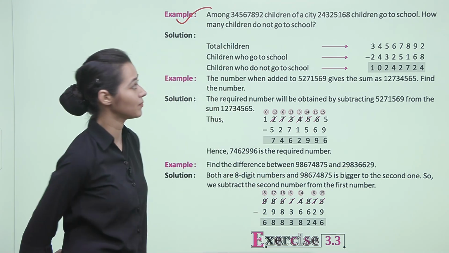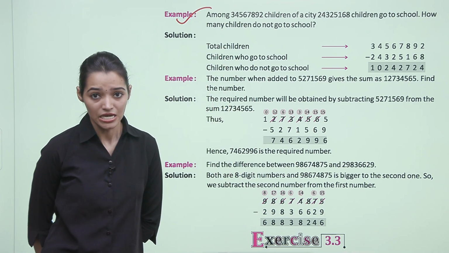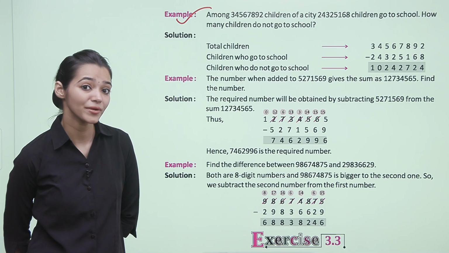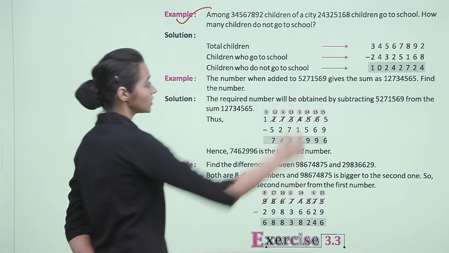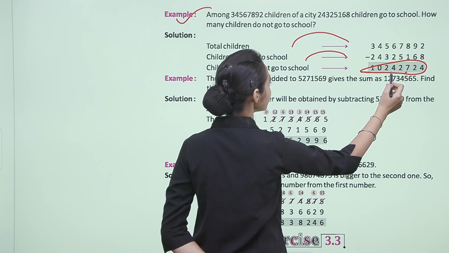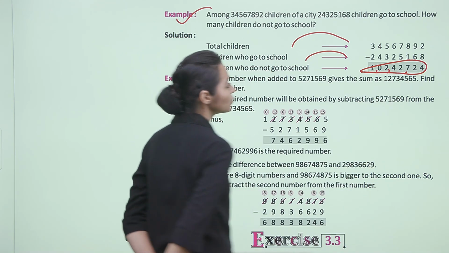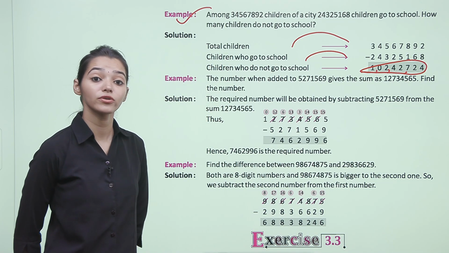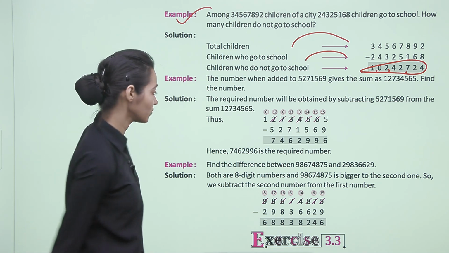Now let's look at the next example. Among the children of a city, these children go to school. How many children do not go to school? Here are the total children who go to school. When we subtract them, these are the children, that is 1,02,42,724 children who do not go to school.